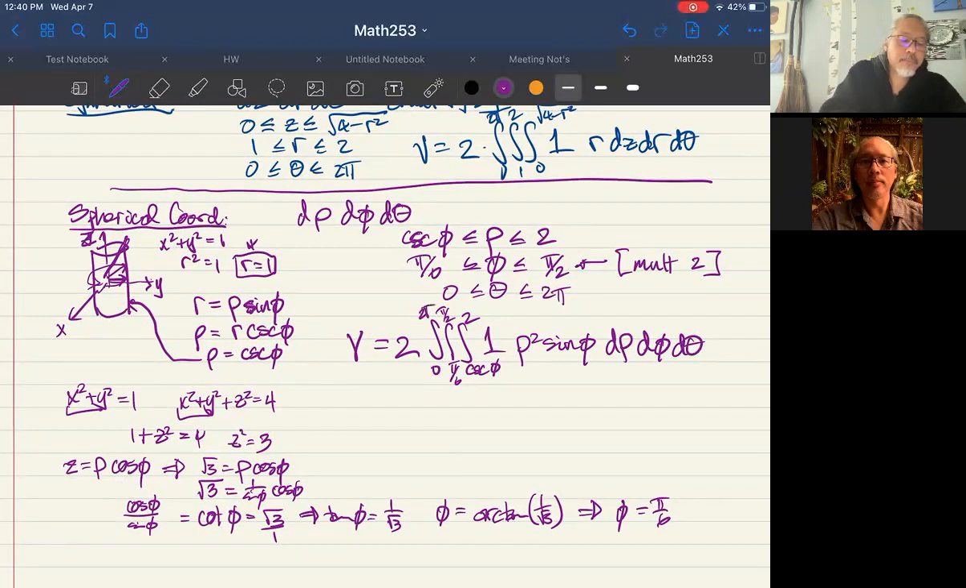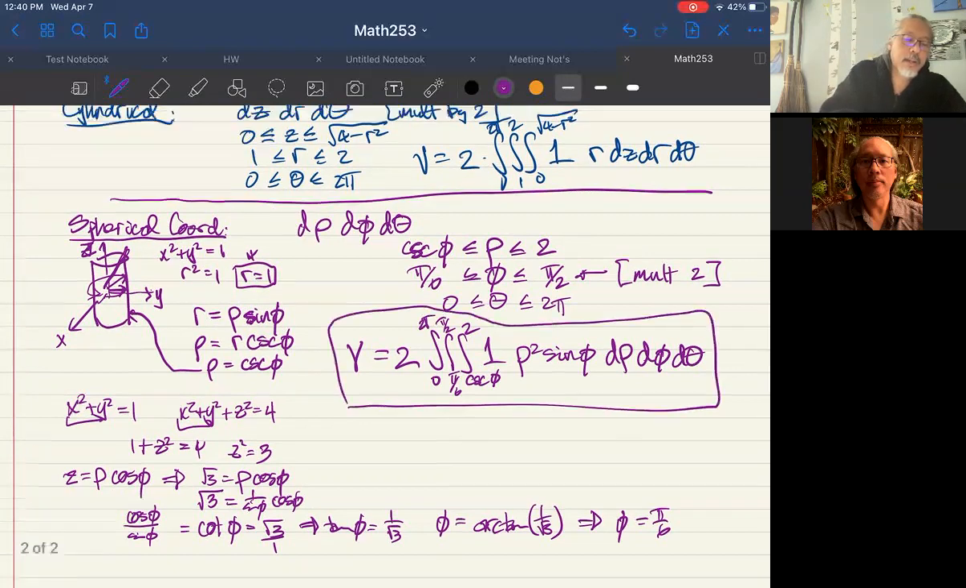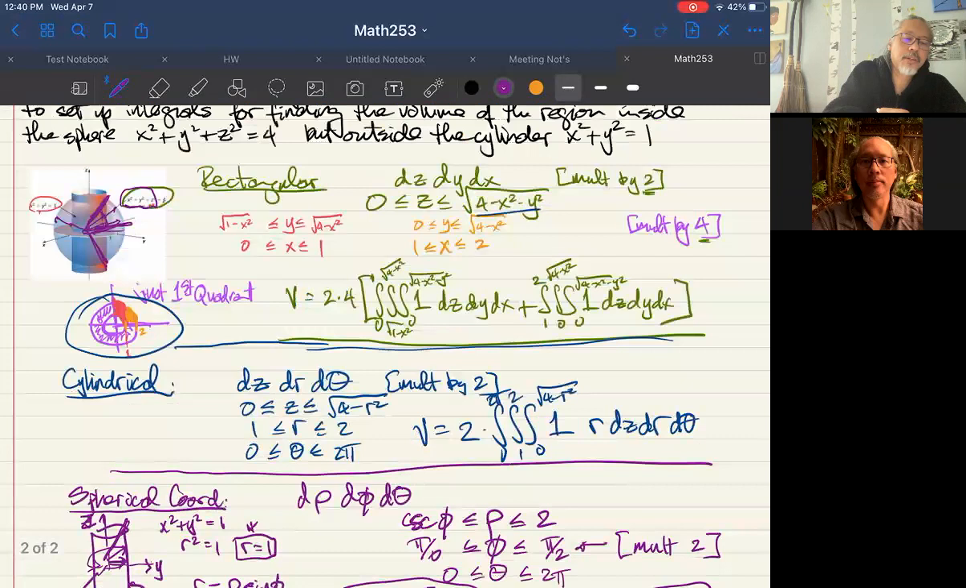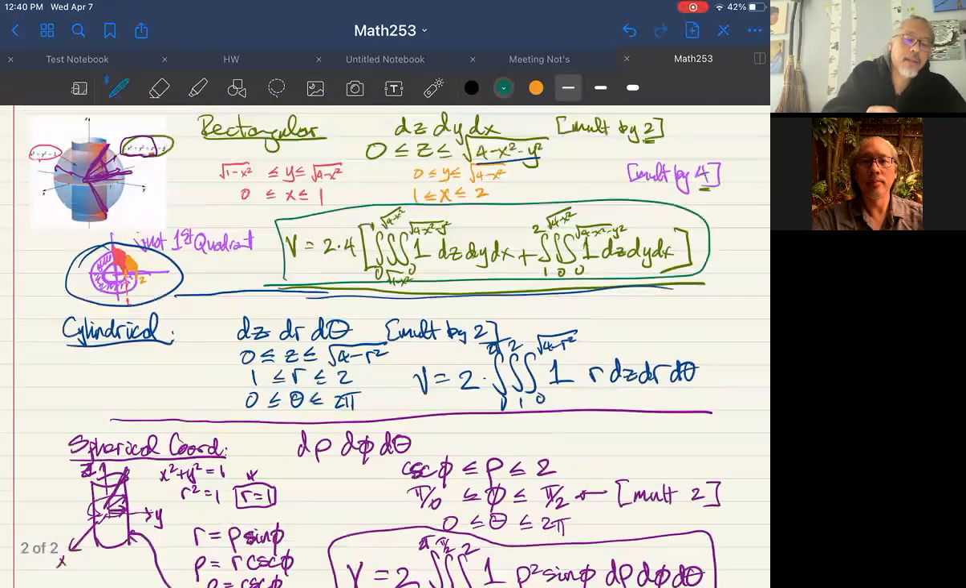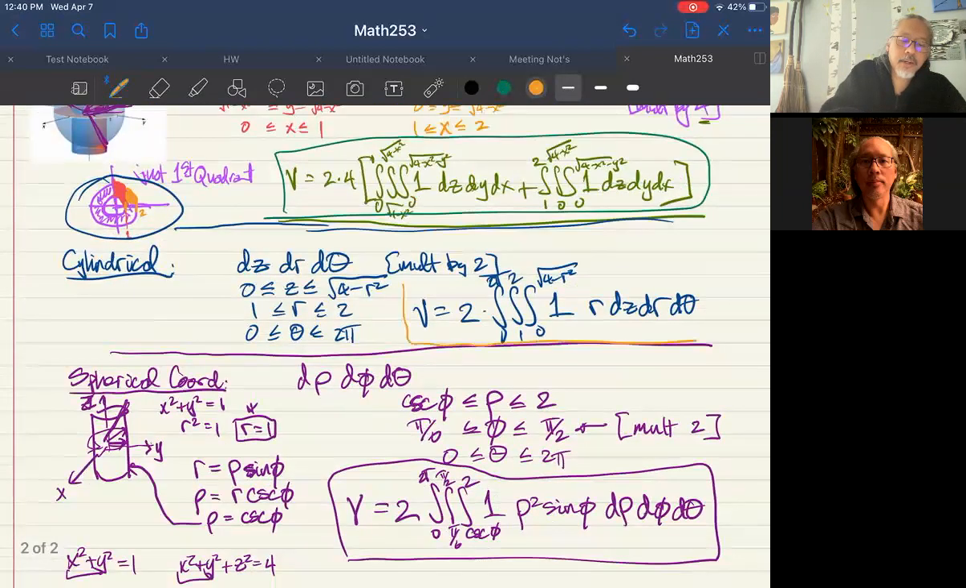All right. Now we probably could just punch this into the calculator and show that we will get the same answers. But again, this was the easiest setup over here. And so if you had a choice, go with cylindrical coordinates. All right, I hope that helps.